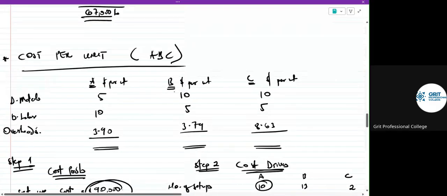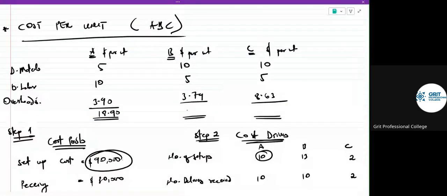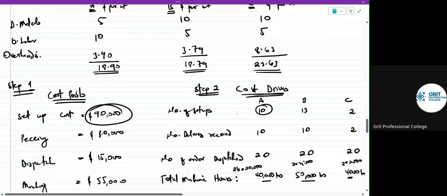All right, so what will be the cost per unit for this company? So 15 plus 3.9, so that will be 18.9. 15 plus 3.79 will be 18.79. 15 plus 8.63, so that will be 23.63. Okay, so this will be the cost of the product.